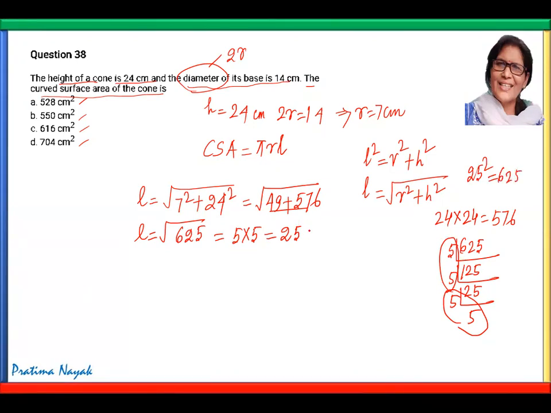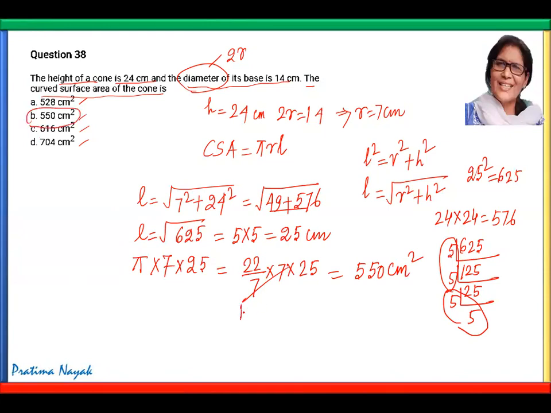L is equal to 25 centimeter, then curved surface area is equal to pi into r, which is 7, into L, which is 25. And pi is approximately 22/7, so 22/7 into 7 into 25. 7, 7 cancel. 22 into 25 multiplied is 550 centimeter square. So where is the answer? B is the answer.